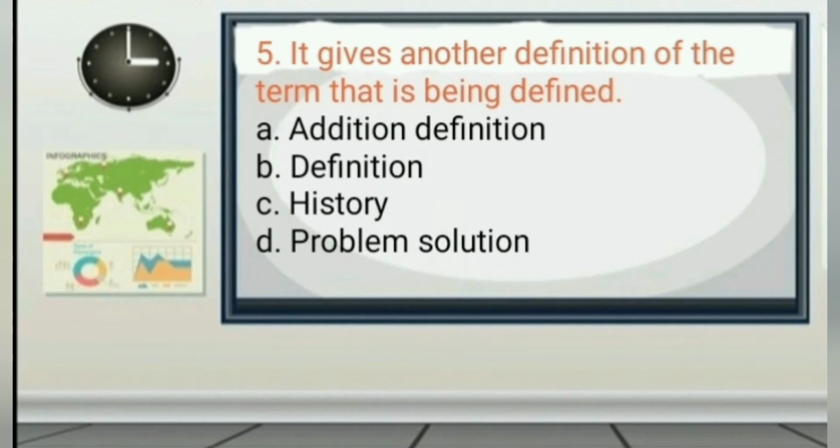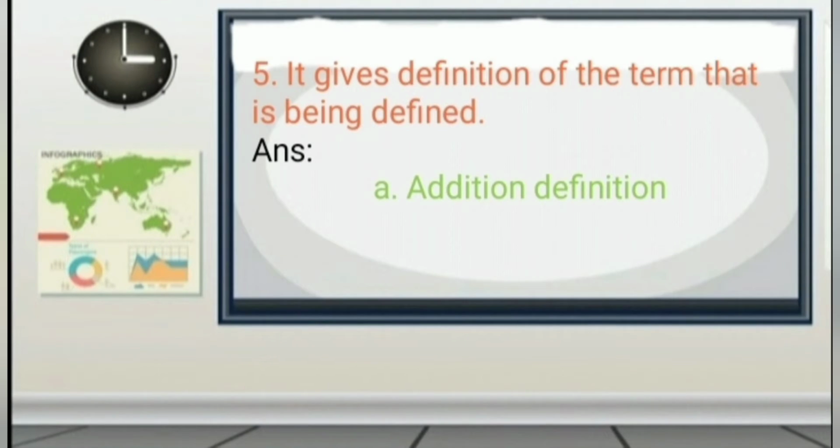And number 5. It gives another definition of the term that is being defined. Letter A. Addition definition. B. Definition. C. History. Or letter D. Problem solution. And the answer is letter A. Addition definition.